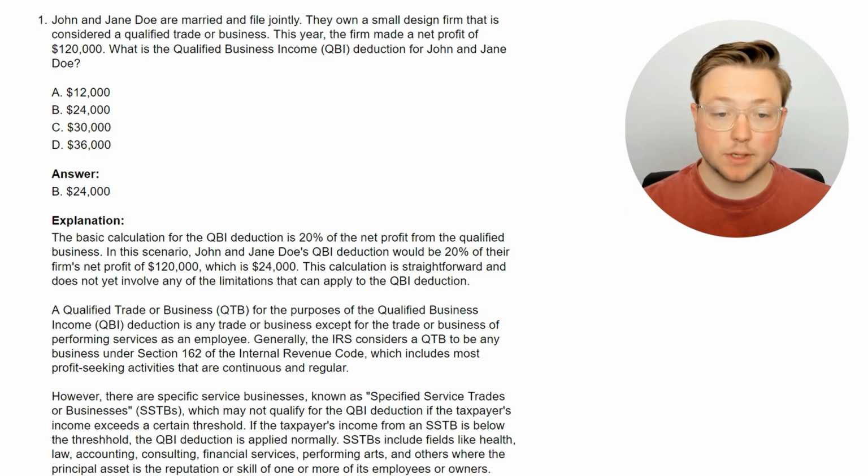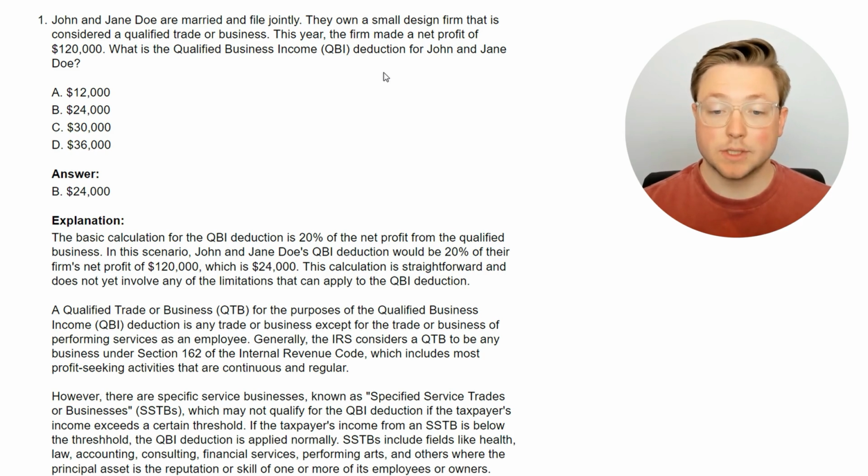Okay, so $24,000. The basic calculation for the QBI deduction is 20% of the net profit from the qualified business. In this scenario, John and Jane Doe's QBI deduction would be 20% of their firm's net profit of $120,000, which is $24,000. This calculation is straightforward and does not yet involve any of the limitations that can apply to the QBI deduction. Again, there are more complexities. We're going to dive a little bit into some of the limitations in a few questions.